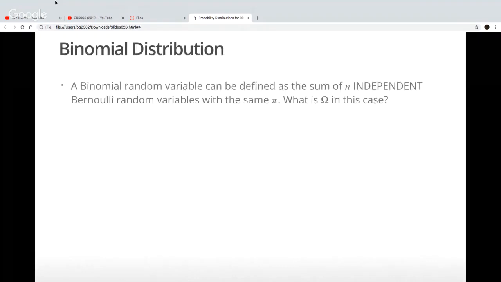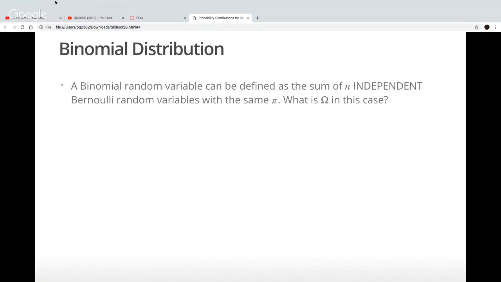So binomial distribution is related to the Bernoulli. A binomial random variable is defined as the sum of n independent Bernoulli random variables, each having the same success probability pi. So for a binomial random variable, what would be the sample space? 0 to n, right? So it's a count of the number of successes.